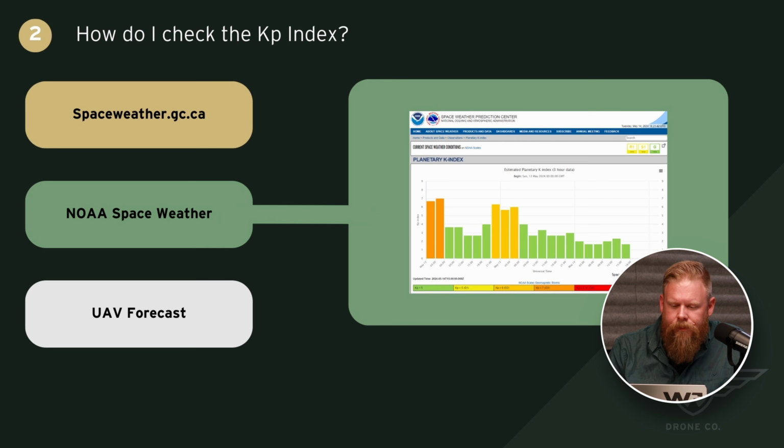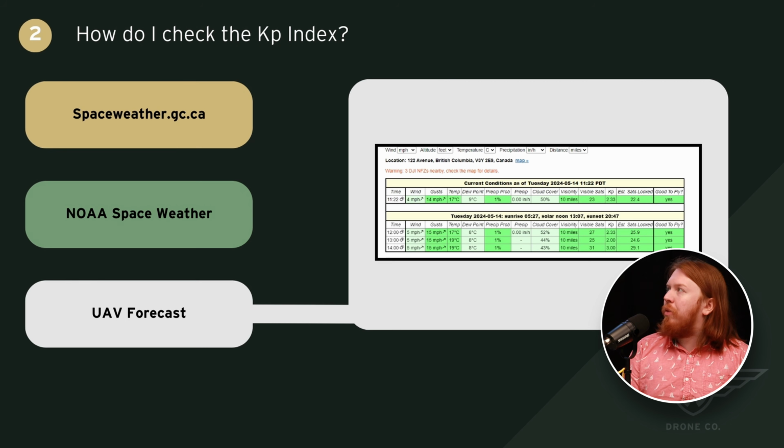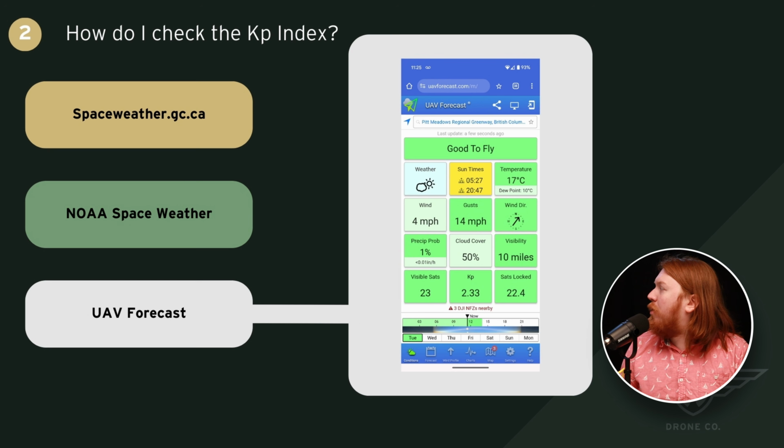Yeah, exactly. And then the one that most of you are probably familiar with is UAV Forecast, and you can see that it has the KP information. There's the KP information on the desktop version, and on the mobile version it's at the bottom in the center. There were a whole lot of screenshots of 9+ on Facebook over the weekend. Yes, I was checking periodically. On my deck, it never got above 7.